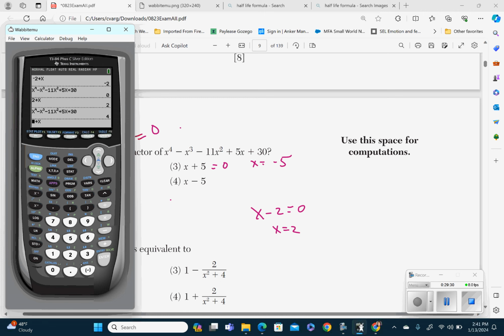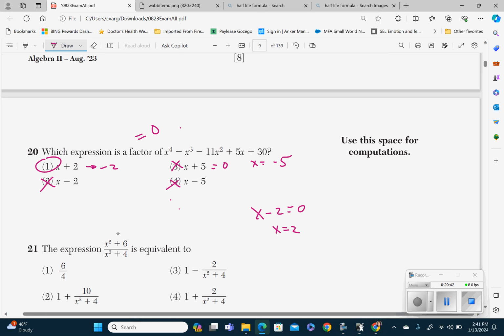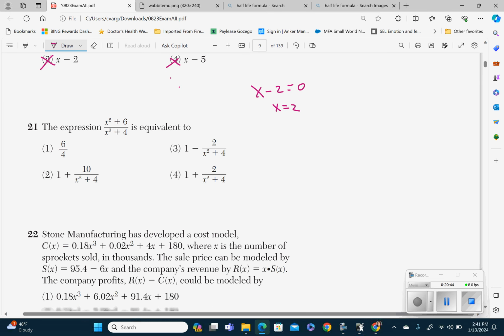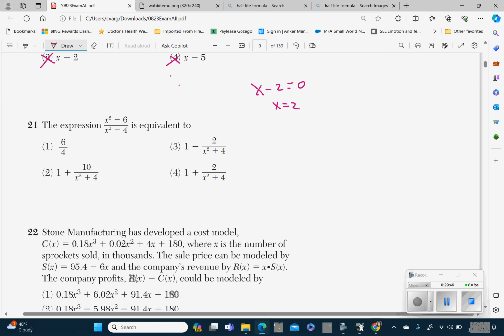So if I have negative, and let me insert my 5, hit enter, go up and grab, that is also not going to give me 0. Okay, so 3 and 4 don't work. Only answer is number 1. Next one is equivalent to, right?